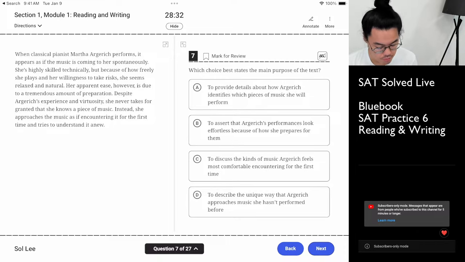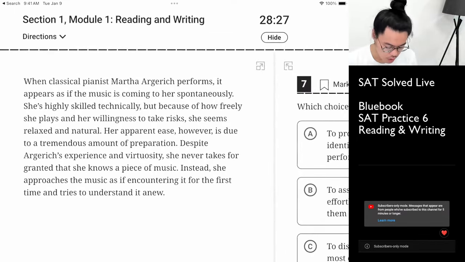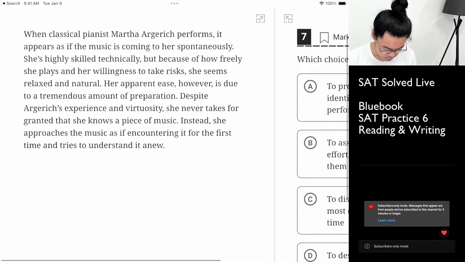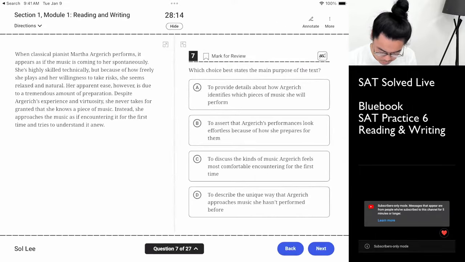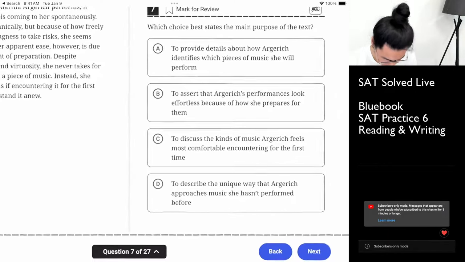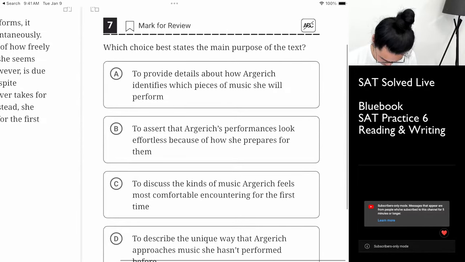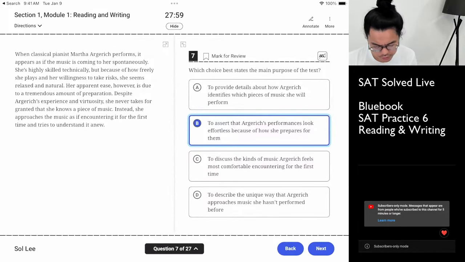Here we go. Oops. Argerich. Music, spontaneously, skilled, risks, preparation. Okay. Okay, this must be overall structure. No. We're talking about the main purpose, which is to describe, to attribute a cause for her abilities. Yeah, that's B. Oh my God, B is so easy. It should have been harder. It could have been harder.